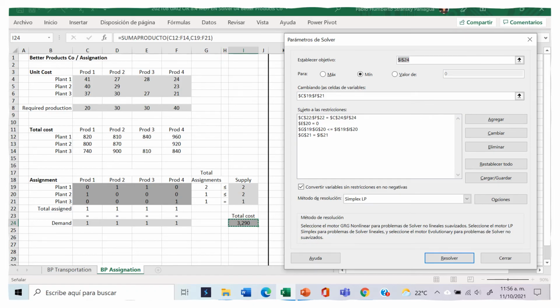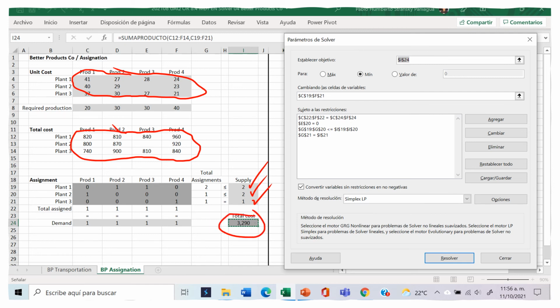Now, in Excel, instead of opening this in plant 1A and plant 1B, we translate it into supply 2 for plant 1, supply 2 for plant 2, and plant 3 stays as supply 1. Our unit cost is converted into total cost. And our total cost is going to be the multiplication of this total cost times the assignment that we got here. So in Solver, we choose minimize.